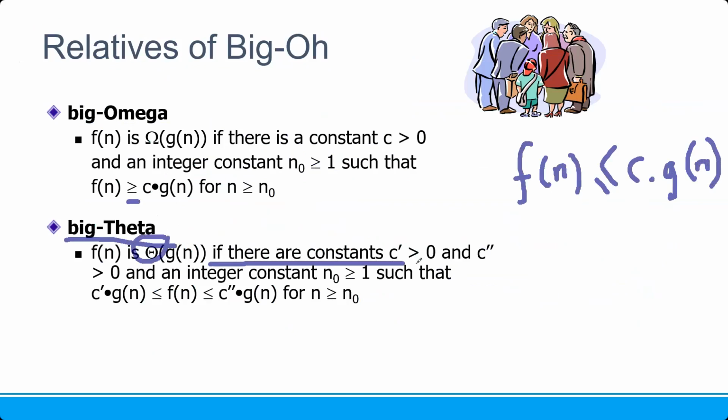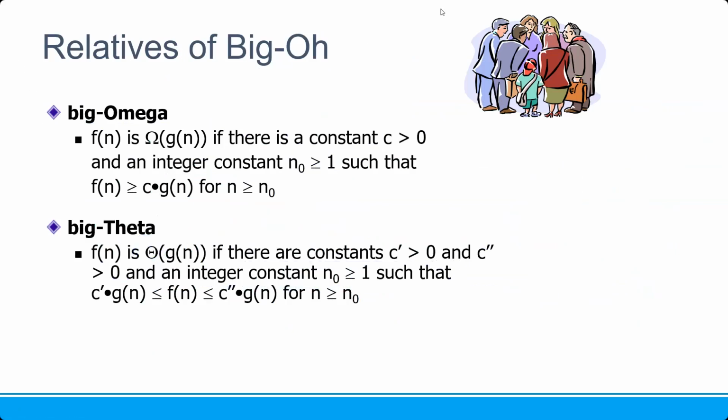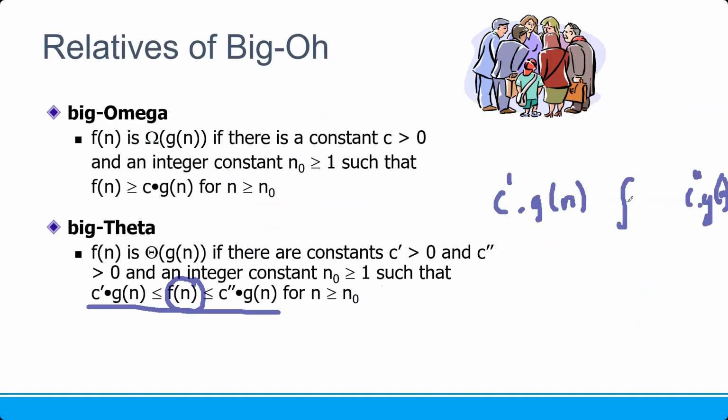In the big theta, we say there are constants c' higher than 0 and c'' higher than 0 and an integer constant n0 which is higher than 1, such that it satisfies this equation. If we have the function f(n), then we have c' multiplied by g(n) and another c'' multiplied by g(n), and f(n) will not be lower than c'g(n), and it will not be more than c''g(n).